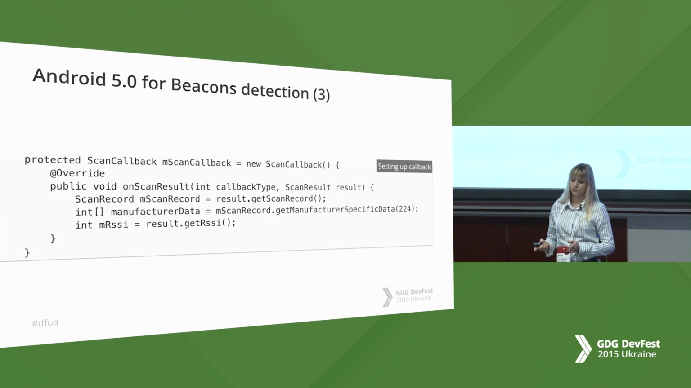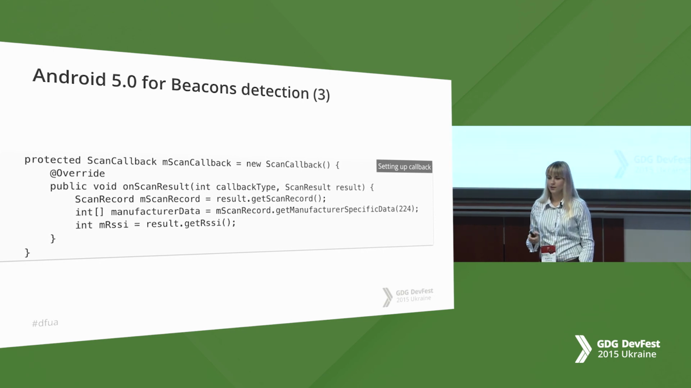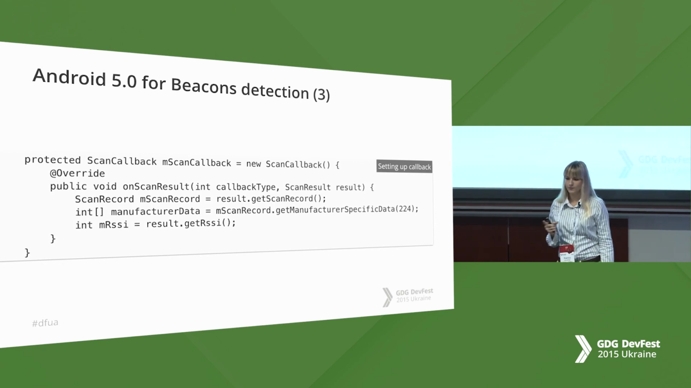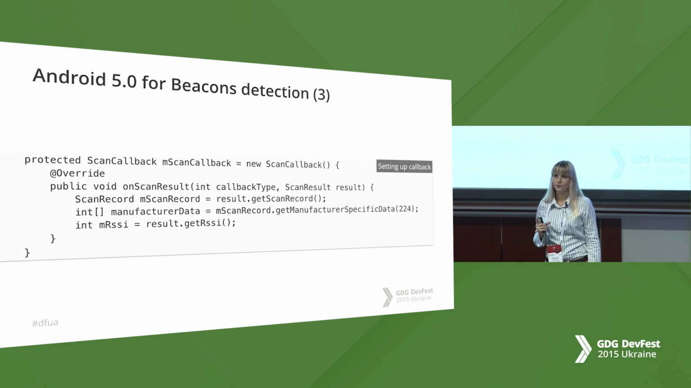And also, we could retrieve the RSSI. It's the strength of the signal, the intensity of the signal, and using this value, we should identify the distance between our beacon and the device.